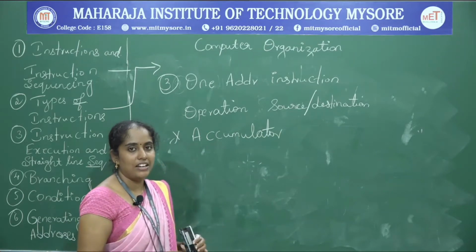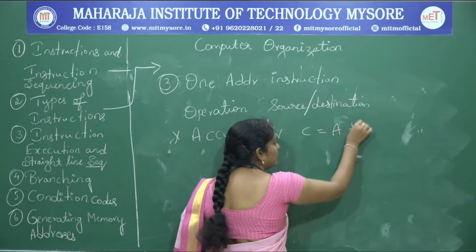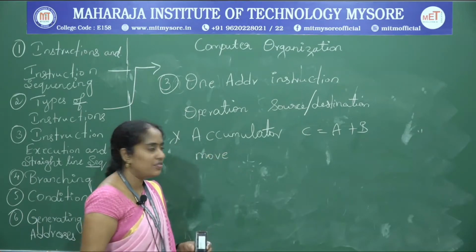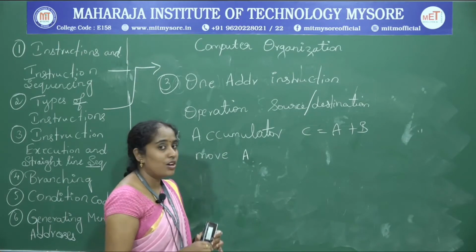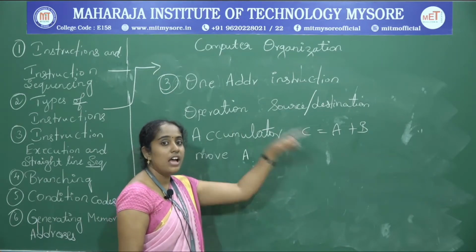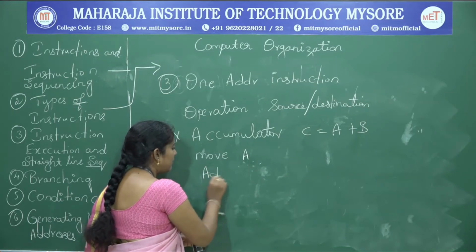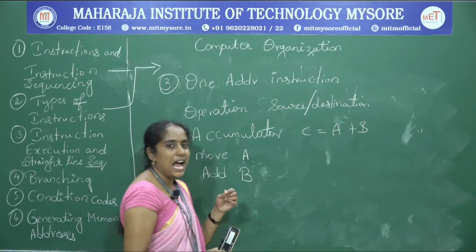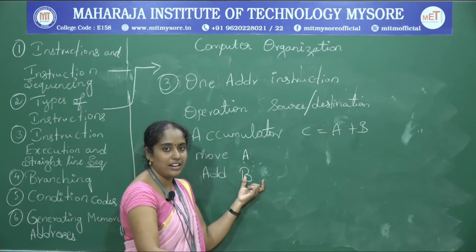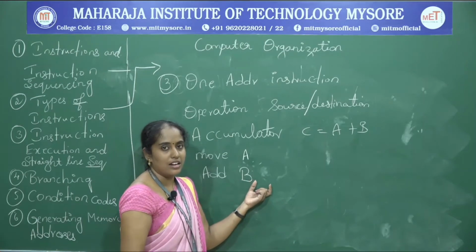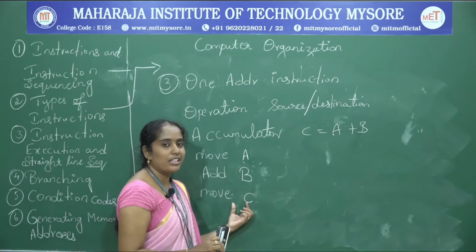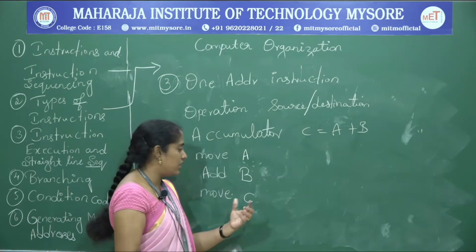Take an example, addition of two numbers, C is equal to A plus B. How do we write this with one address instructions? Say, for example, move A. Here you move the content of A to the accumulator register. The second one is add B. Add is an instruction. It will add the content of B with the accumulator register and store the result in the accumulator register. The next is move C. Here it will store the result from the accumulator register to C.